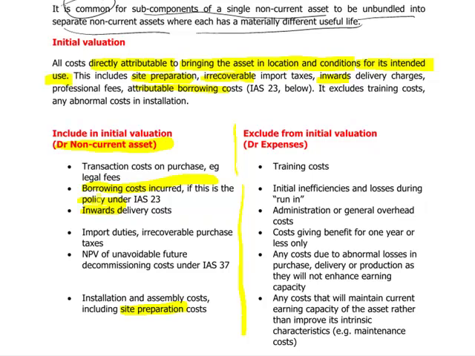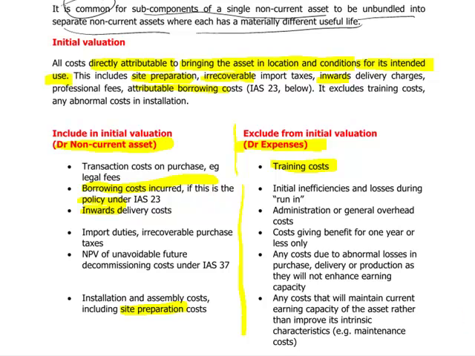You have to have that loan specifically taken to support the manufacturing and preparation of that specific non-current asset, and then the interest related to that specific loan can be capitalized, included in the non-current asset value. What you cannot capitalize, in other words, what you debit directly to expense rather than to non-current assets, would be things like training costs and any abnormal costs in installation. Any abnormal, unexpected costs would just be period costs.